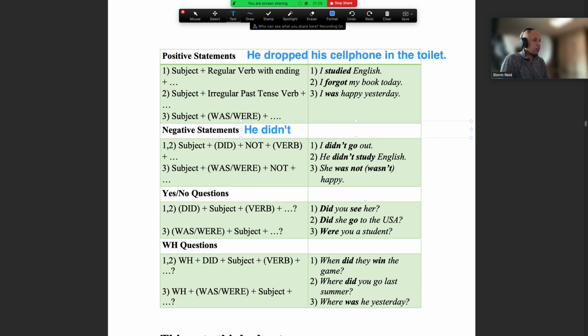He didn't drop his cell phone in the toilet. All right. Next one. What is the question? Same thing, right? He dropped cell phone toilet. What is this question? 5 seconds. Write it down.